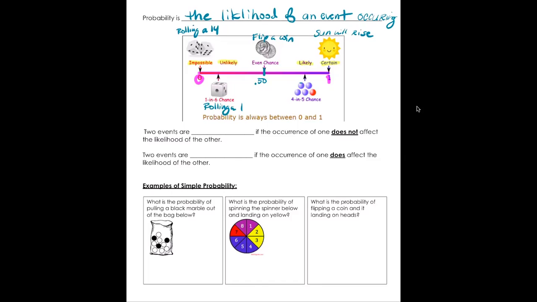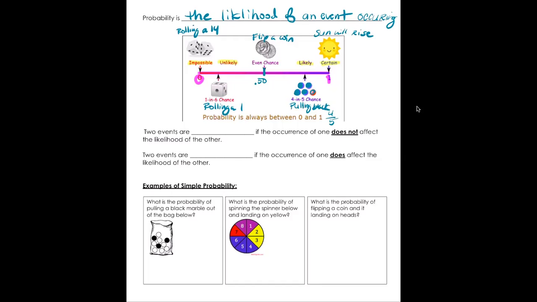Now, underneath likely, I want you to draw 5 marbles, color in 4 of them. Since we don't have colors, we're just going to say black. The probability of pulling black is 4 out of 5. So that's more likely. That's a likely event. You have more than a 50% chance of it happening because there are more black marbles than white ones, okay? So that's a probability line. That's just a review from middle school.